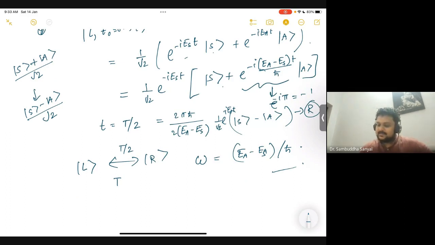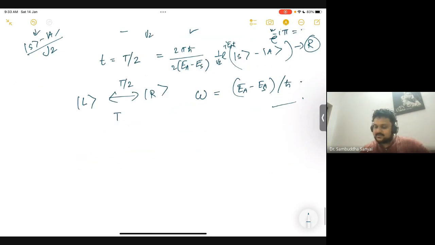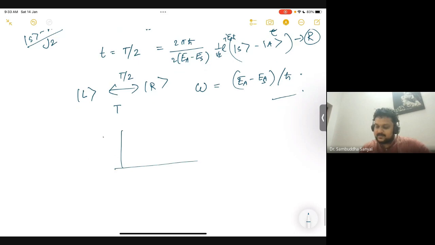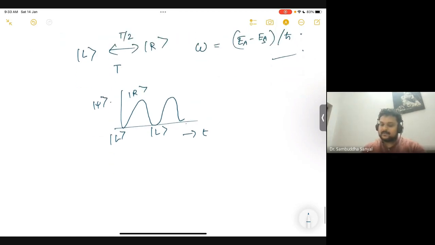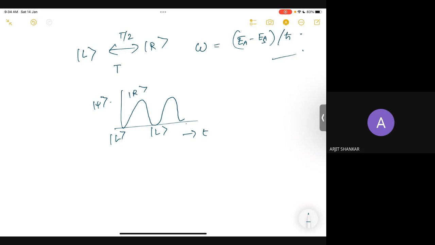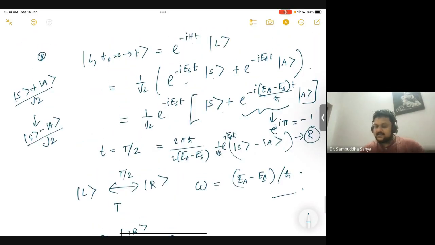And the frequency at which this happens basically tells you the solution will be nothing but this. It will go between something like this. So this is your L, this is R, and this is L. Right? With time, this is the wave function, let's say. So this is what it will do with time, right? Everybody follows that? Yes, sir. Okay.